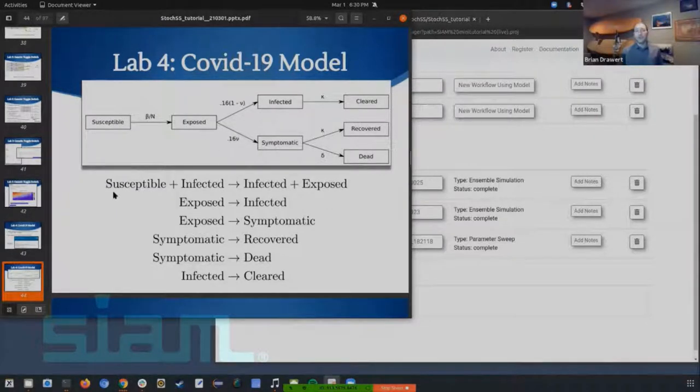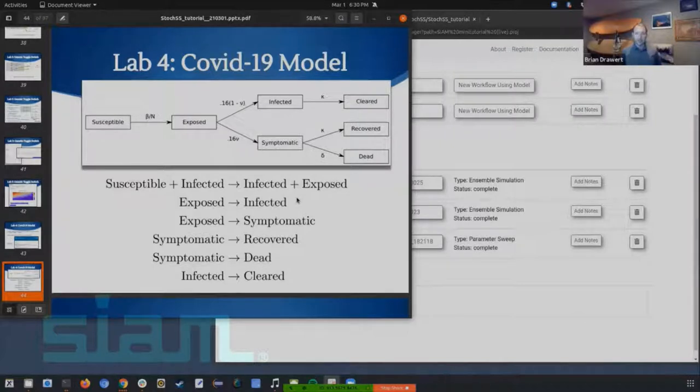This sort of flow diagram turns into this set of mechanistic reactions, right? So if a susceptible and an infected come in contact, then that infected is still infected, but now the susceptible individual is an exposed individual. The exposed individual then has some sort of incubation period, and after that incubation period, they're gonna move to either the infected or symptomatic categories.